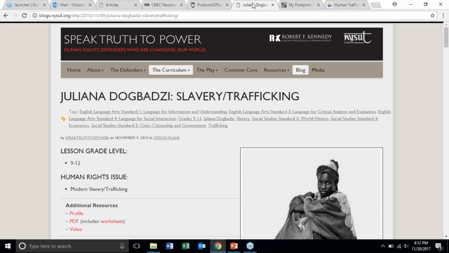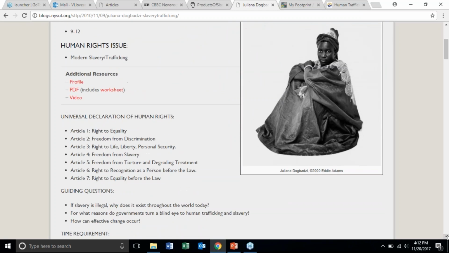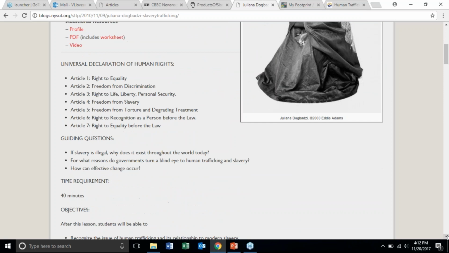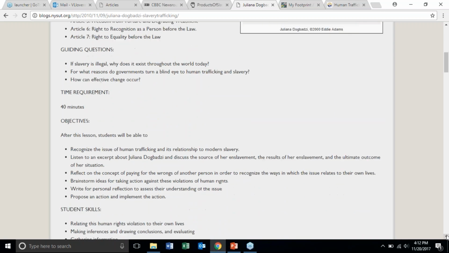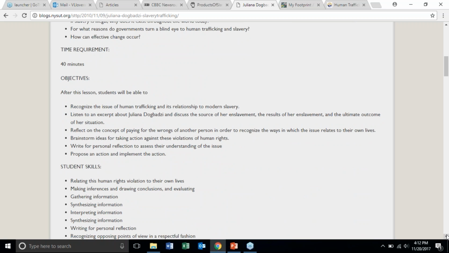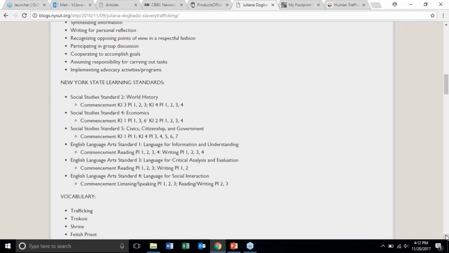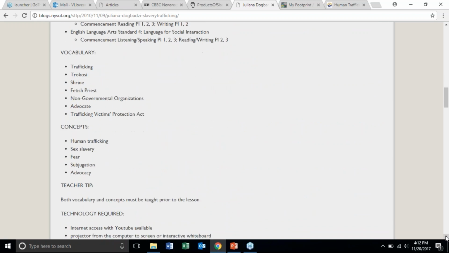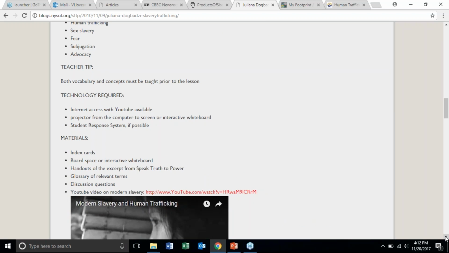Another good resource that you have is this one, and this one talks about general human rights, which is something that our students should be learning about anyway. And then it goes into modern day slavery. There are whole sets of objectives and student skills and information that you'll be able to access from this particular website. I think it's really, really interesting.